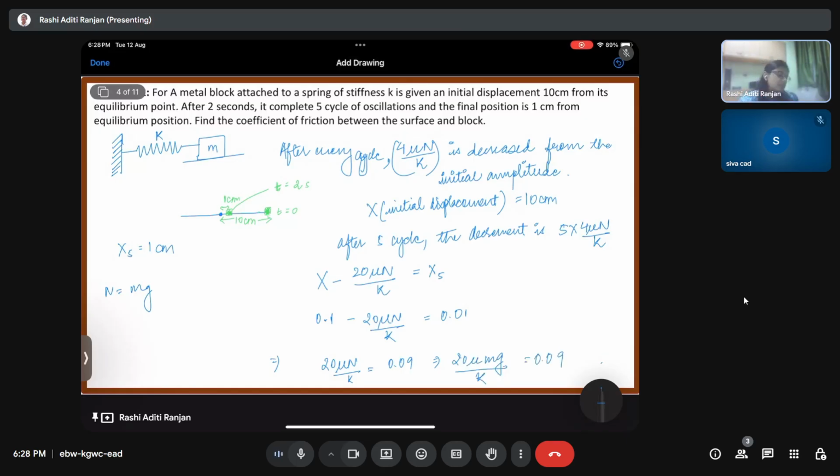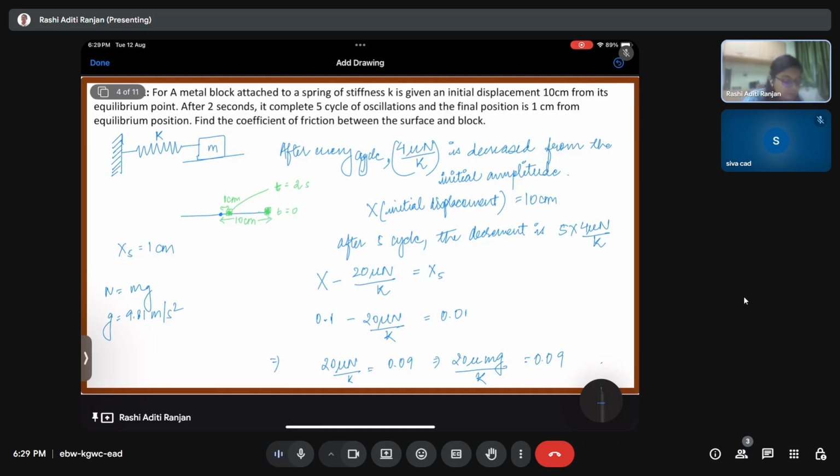But the big question is, I have the value of g, 9.81 meter per second square. But what about the values of m and k? There is no mention of the values of m and k in the question, right? So how will I evaluate this? So see, there is a very important thing written in the question which says that after 2 seconds, it completes 5 cycles, right?